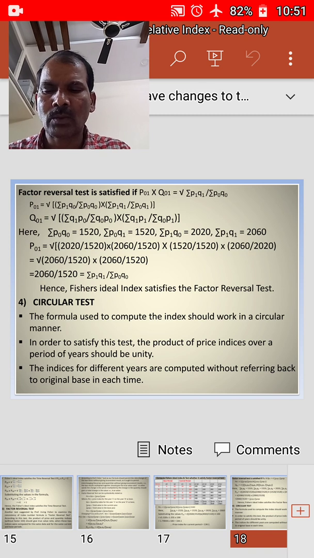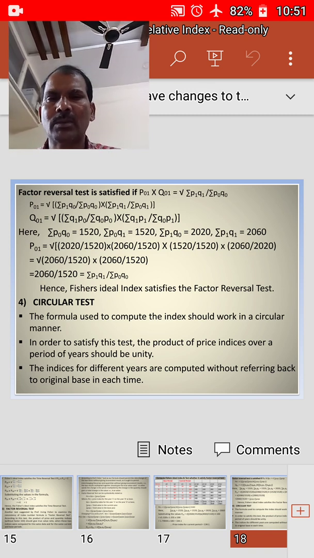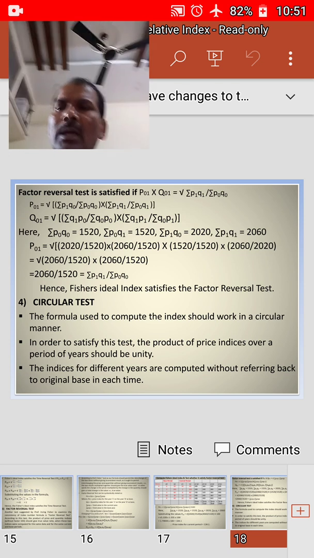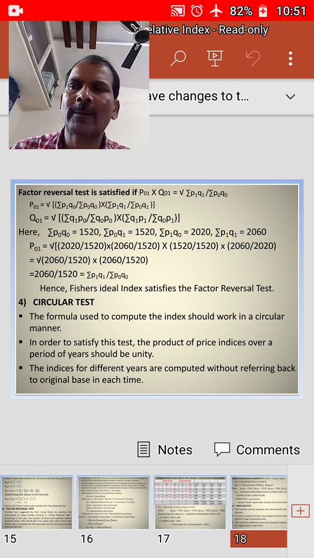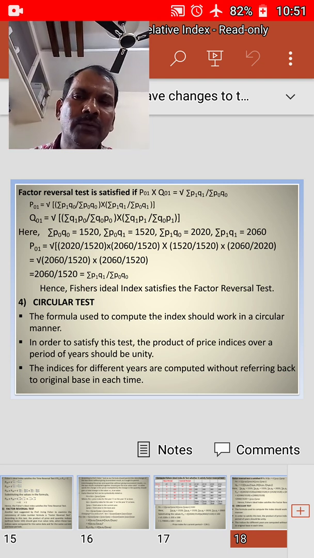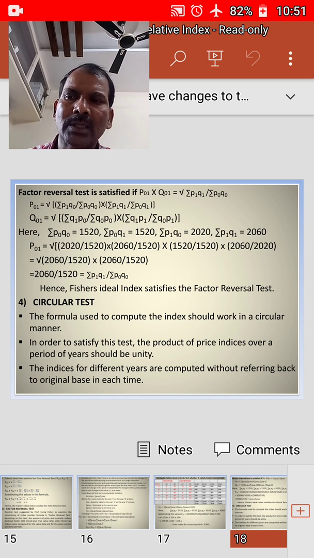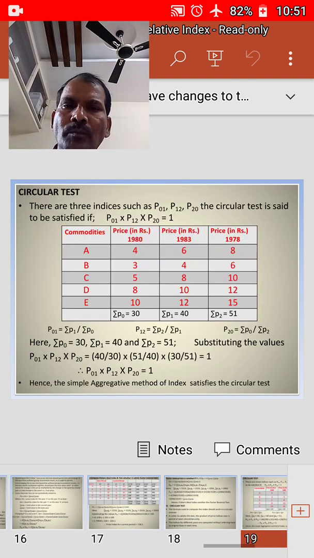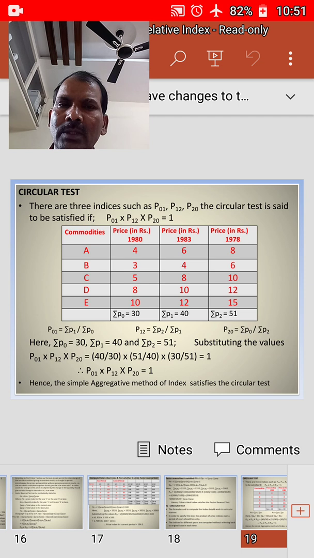This test is satisfied only by the simple geometric mean of price relatives, the simple aggregative method and the fixed weights aggregative method. Okay, this test is not satisfied by other formulae used to compute indices such as Laspeyres, Paasche, Dorbish and Bowley, and Fisher's ideal index. Now the simple aggregative price index satisfies the circular test. We will see here one example for the same. There are three indices such as P01, P12, P20. The circular test is said to be satisfied if P01 into P12 into P20 is equal to 1.